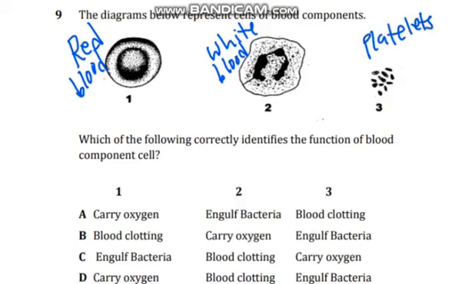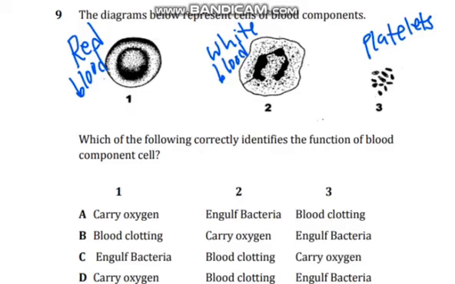What is the function of the red blood cell? It is to carry oxygen around the body. The function of the white blood cells, in this case the phagocytes, is to engulf bacteria. If we have lymphocytes, we normally say they defend the body against infections, among other functions. The platelets help in blood clotting.